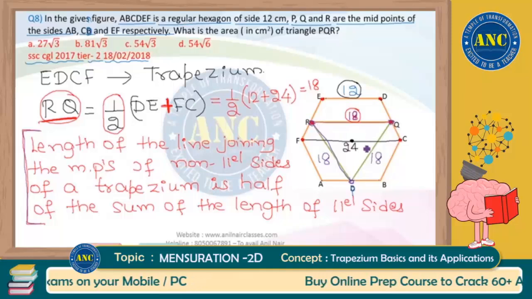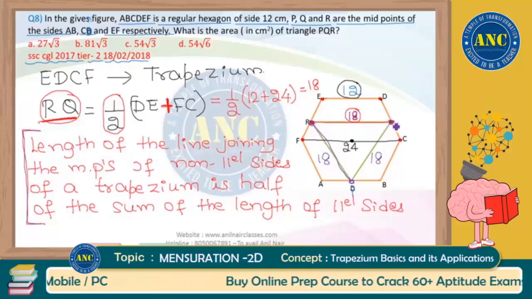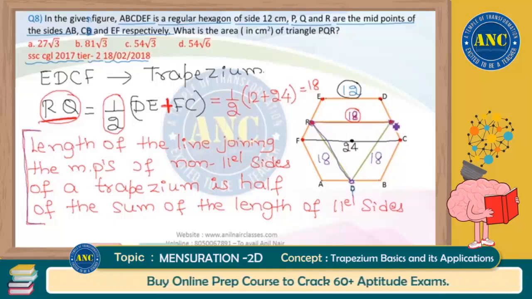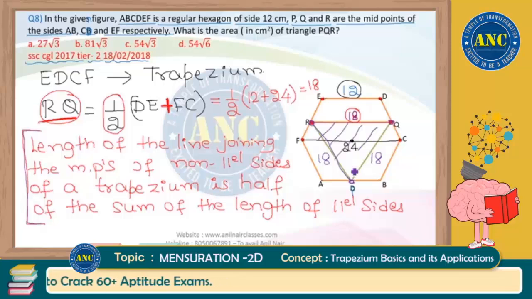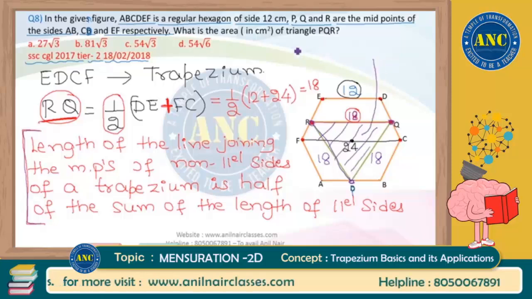That means all the three sides of that triangle RPQ are the same, 18 centimeter. RPQ is an equilateral triangle. We need to find the area of that equilateral triangle.